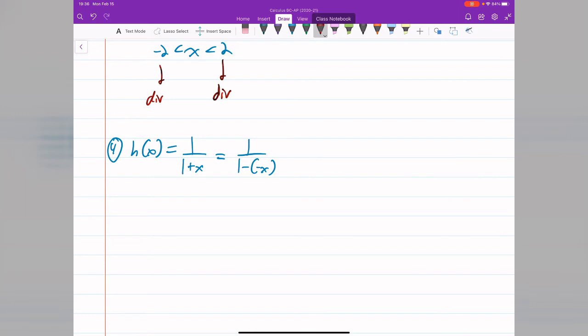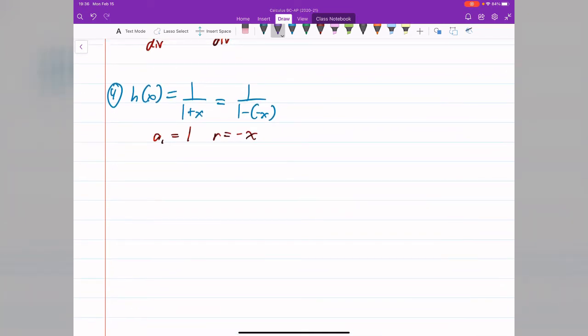So we did this with arctangent. We did a little bit of a matching game where we had to make our function look like a particular form. I find it helpful to just call a1 is equal to 1 and r is equal to negative x. This is a good reminder to yourself that you know what you're doing and why you're doing it. And it's also a reminder to the grader or the reader, whether that's me or an AP person, that you know what you're doing.